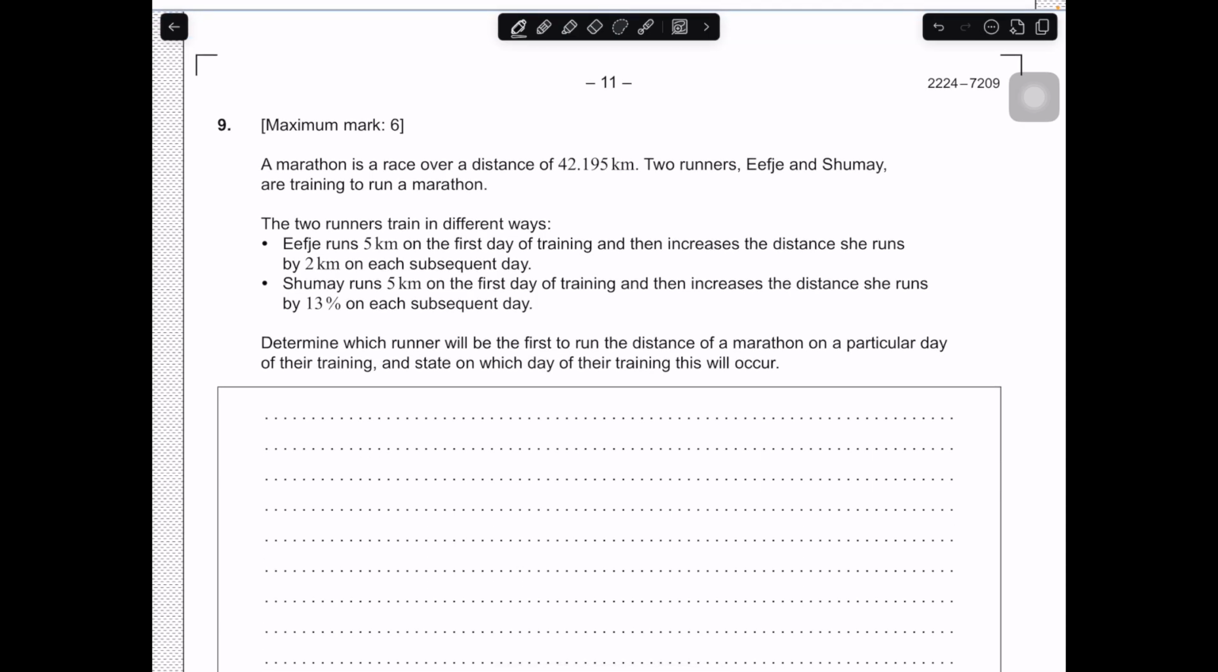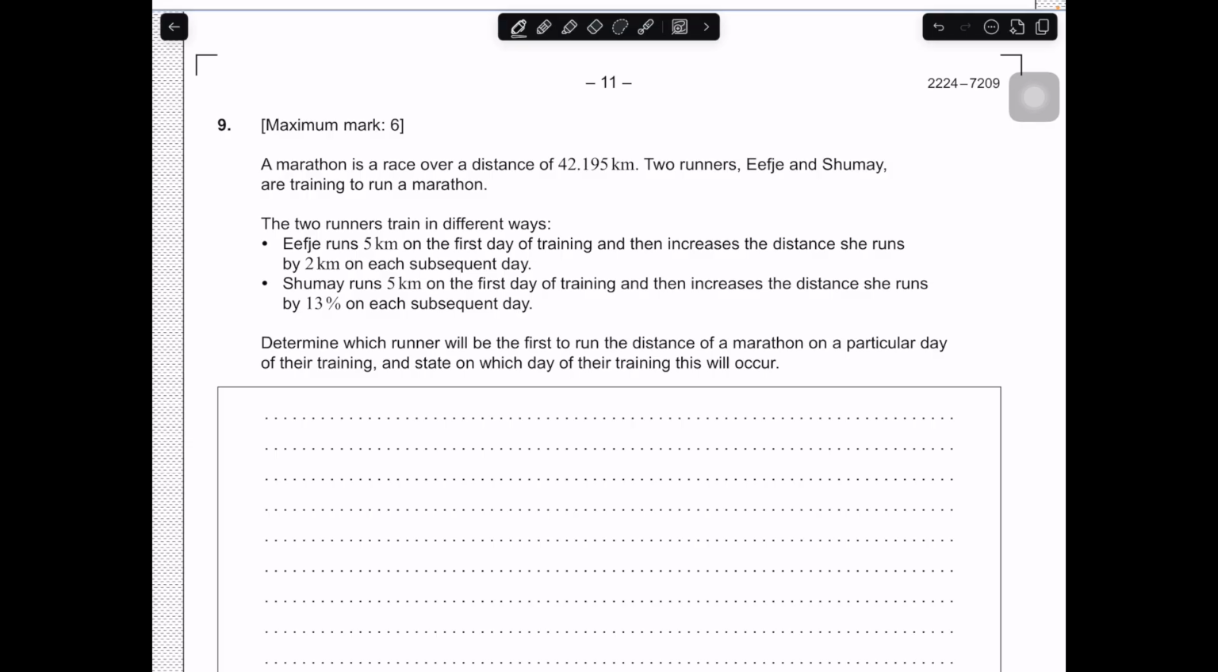Alright. A marathon is a race over a distance of 42.195 kilometers. 2 runners, Efje and Shume, are training to run a marathon. The 2 runners train in different ways. Efje runs 5 kilometers on the first day of training and then increases the distance she runs by 2 kilometers on each subsequent day. Shume runs 5 kilometers on the first day of training and then increases the distance she runs by 13% on each subsequent day. Determine which runner will be the first to run the distance of a marathon on a particular day of their training, and state on which day of their training this will occur.